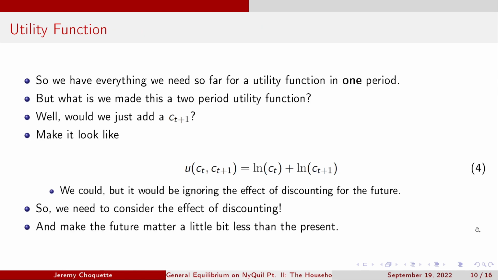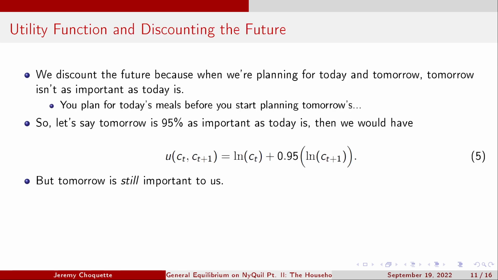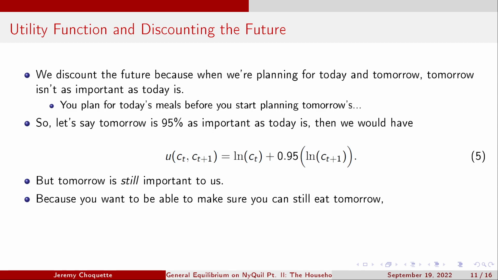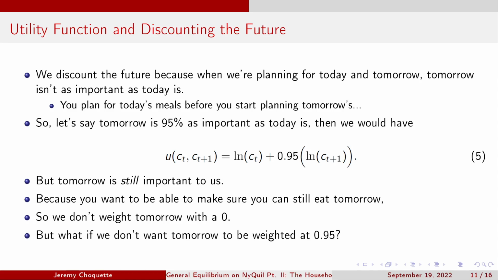Before, here in equation 4, I was assuming that tomorrow was just as important as today is because it's the natural log of CT plus 1. Tomorrow's utility is being multiplied by 1. But here, it's multiplied by 0.95. So tomorrow's still important to us. It's just not as important as today is because you want to make sure you can still eat tomorrow. So you're not going to weight tomorrow with a 0.